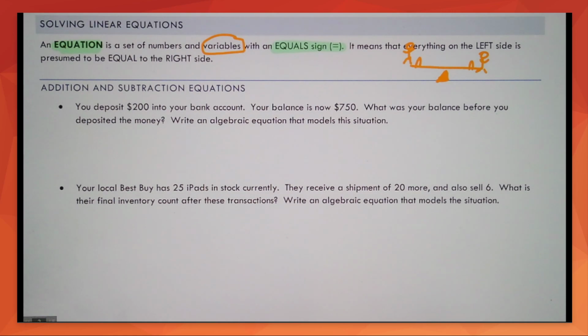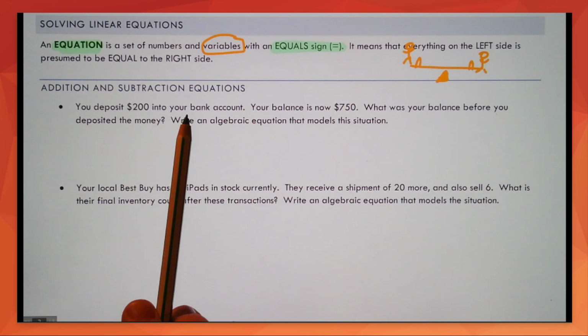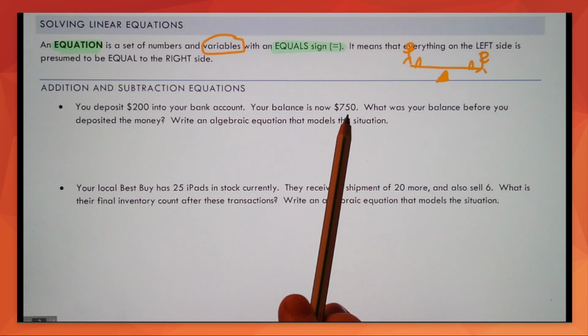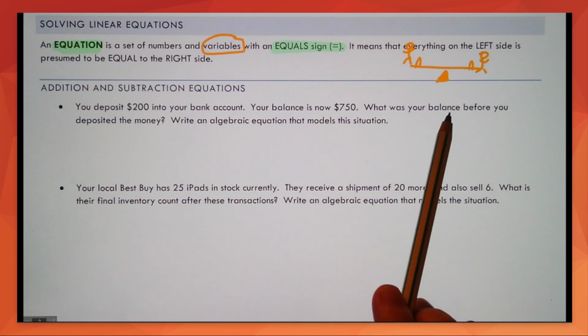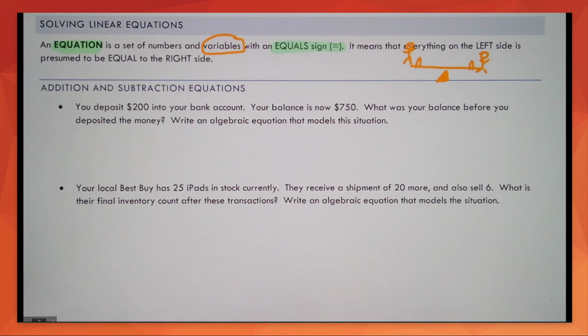So let's put this in action and do it with an example. You deposit $200 into your bank account, and now your balance is $750. What was your balance before you deposited the money? I know what you're thinking. This is such an easy subtraction problem. If I now have 750 and I added 200 to that, I can just take away $200 and figure out what I had before that.